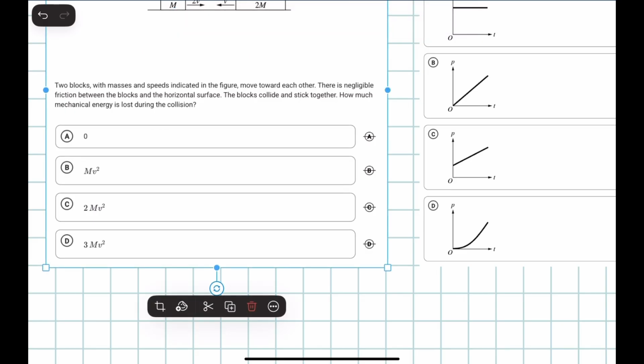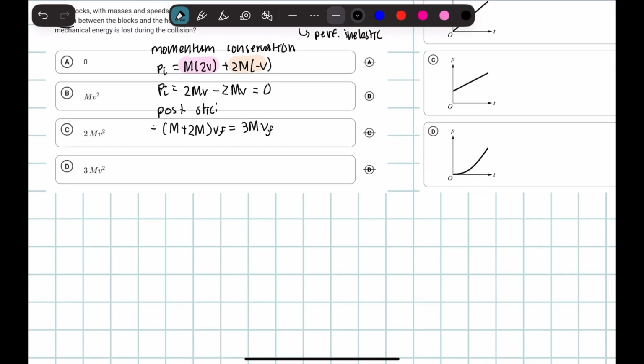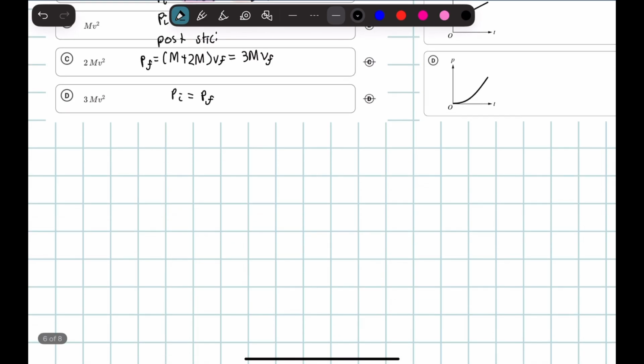And then we can write our final momentum. Post stick, we have that m plus 2m times vf is going to equal 3m vf. Right? If we set p initial equal to pf, then we get that 3m vf is equal to 0, so vf is equal to 0.